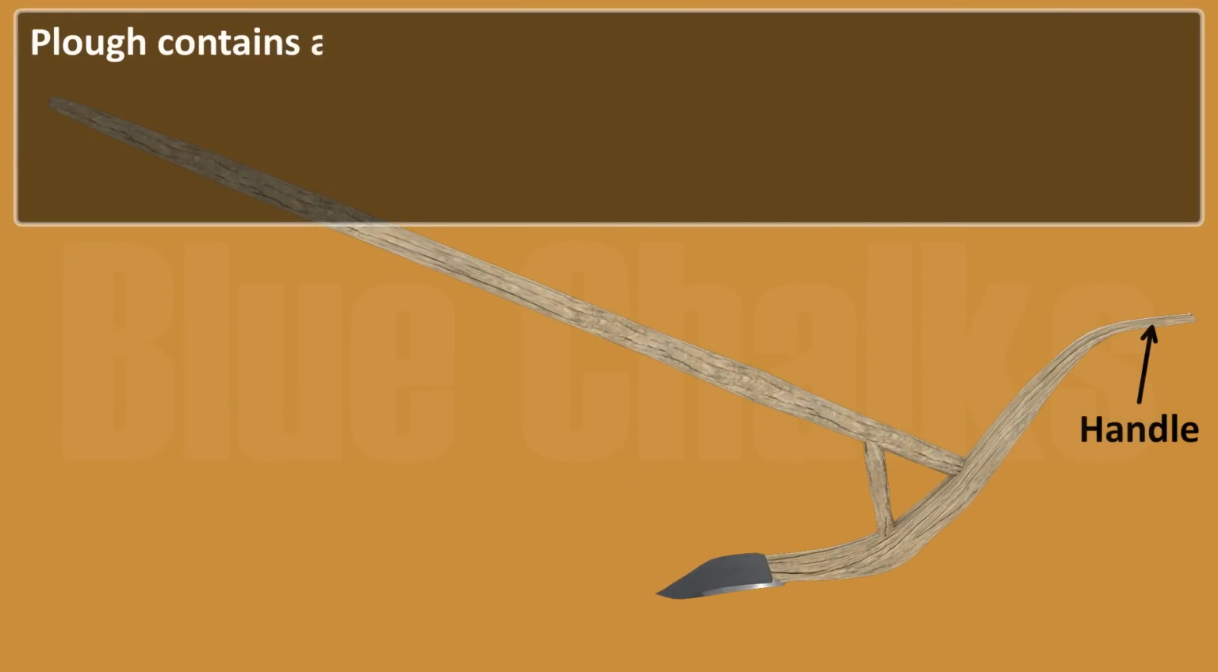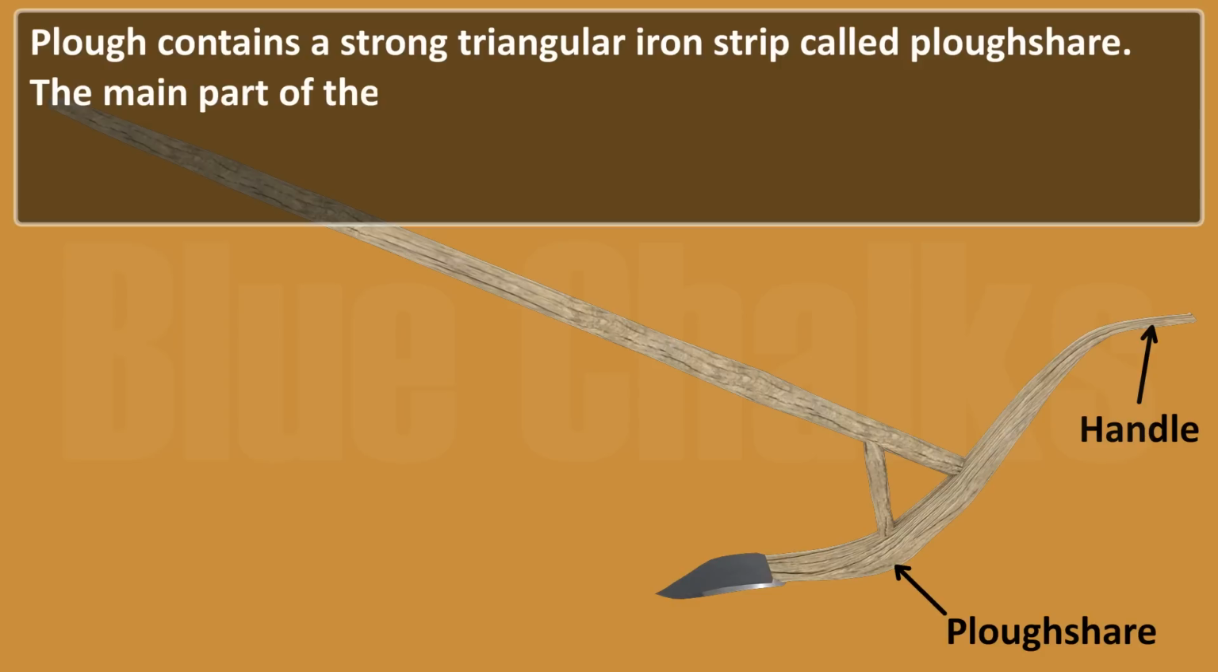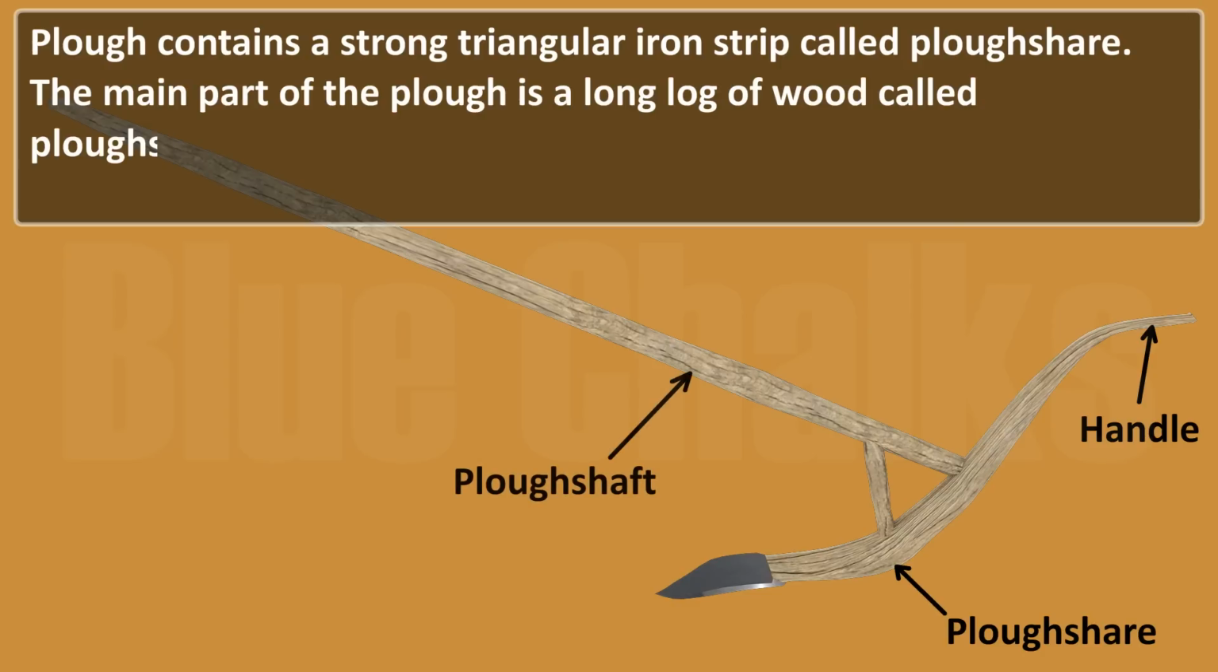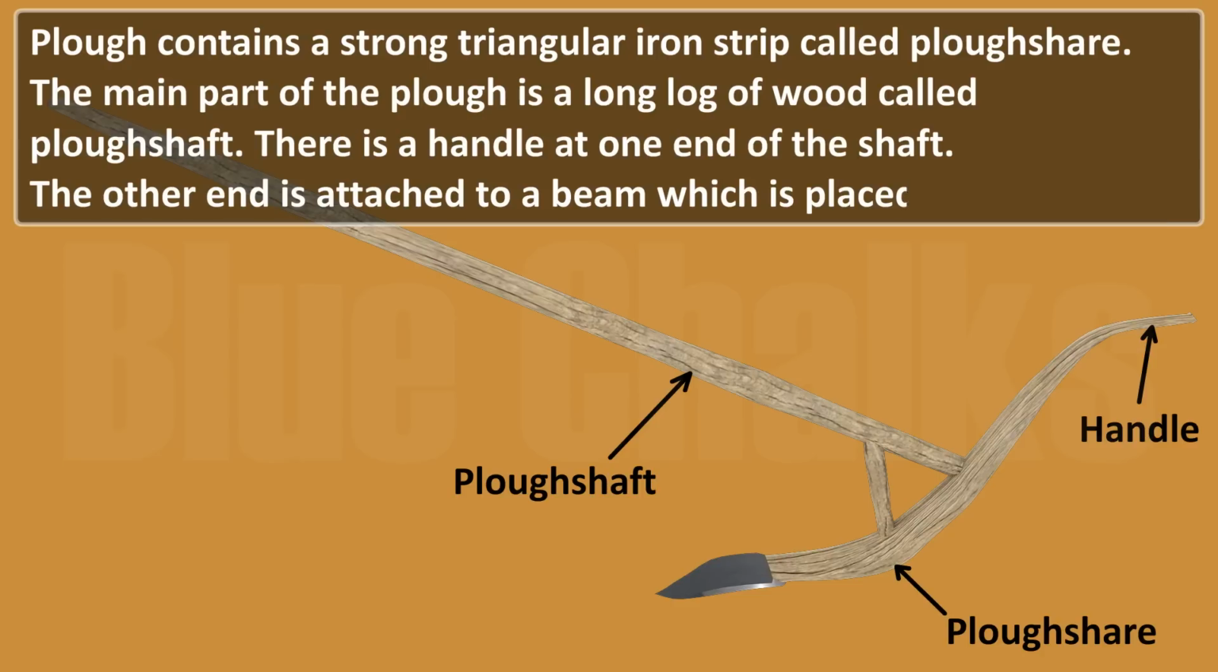Plough contains a strong triangular iron strip called ploughshare. The main part of the plough is a long log of wood called plough shaft. There is a handle at one end of the shaft. The other end is attached to a beam which is placed on a bull's neck.